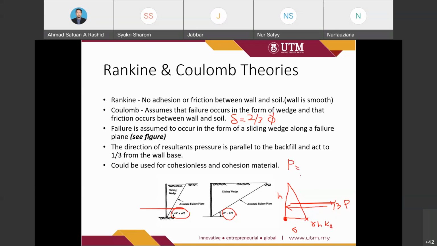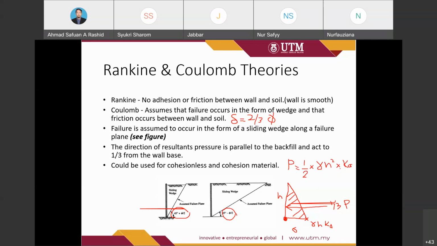So the P is the area of this triangular shape. The area for a triangular shape is half times gamma, the unit weight of the soil, times H square, and then times Ka for the active lateral stress. So this is for a single layer of soil.